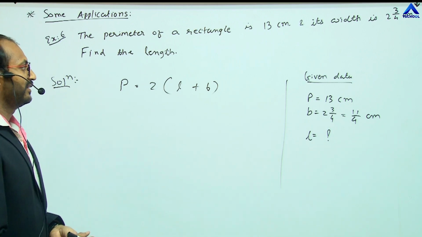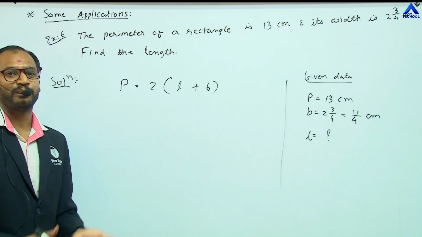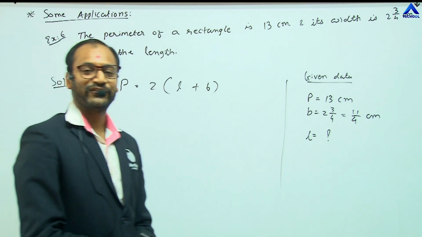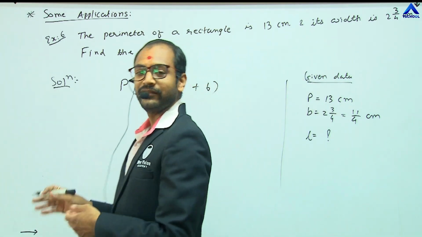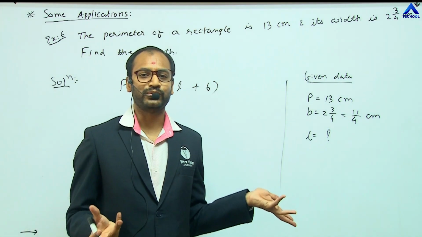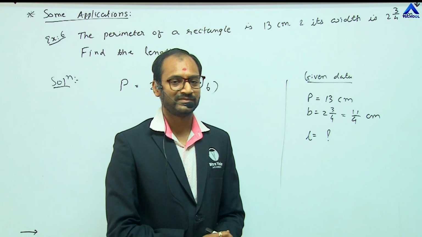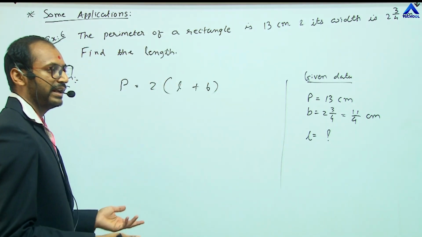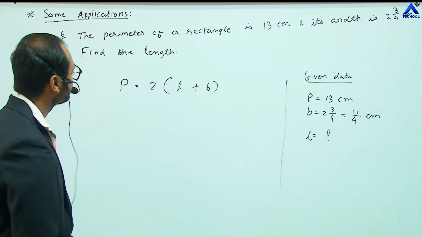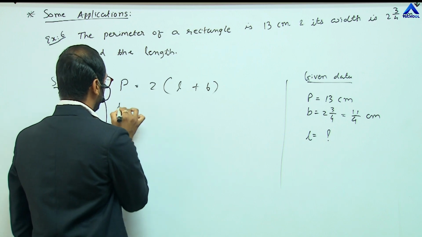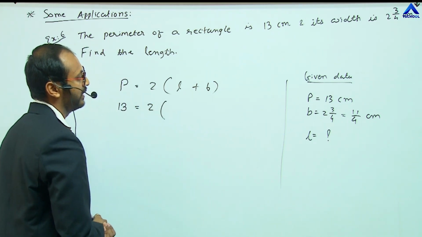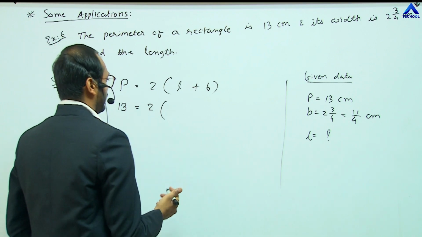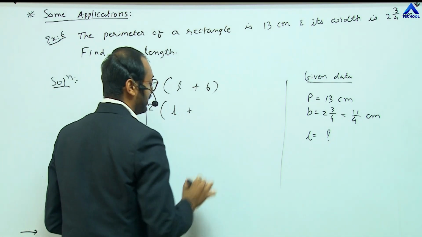Simple. Now the equation is formed. So by placing all values, we can find the value of the unknown, that is the variable. So put the values in and do the simplification. P is 13, 2 times, what is L? This is our question here.